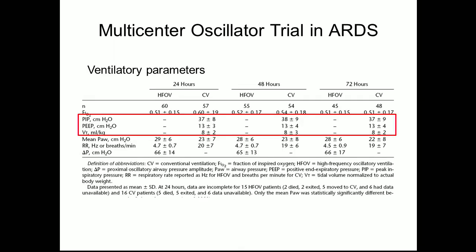What I'd like to point out in the study, though, is how we ventilated the conventional arm here. Peak airway pressures of 35, 37, 38, 37. PEEP of, we'd accept that kind of PEEP. Tidal volumes about 8 to 10 mL per kg. And we were comparing that with high-frequency ventilation. And I hope and I believe we don't ventilate our patients like this anymore.